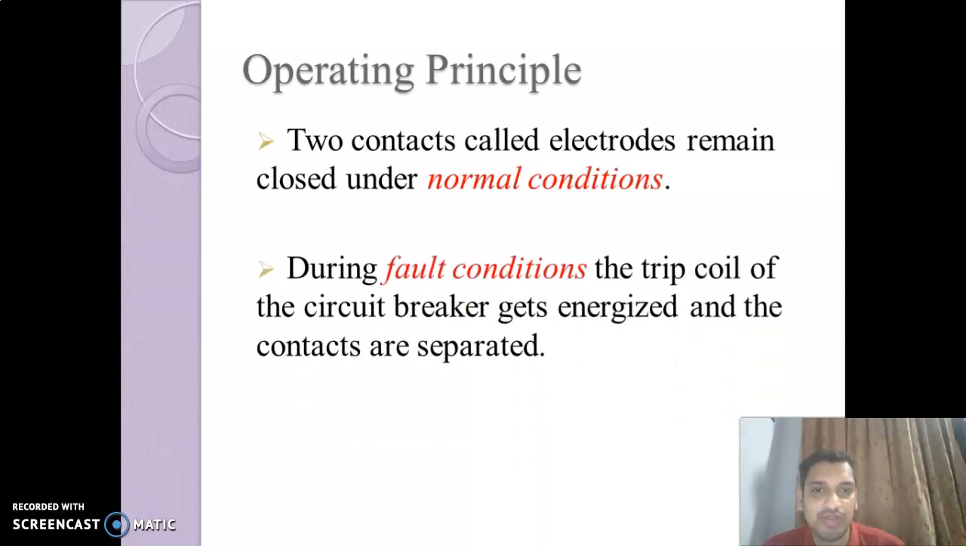Then the operating principle of a circuit breaker. There are two contacts in a circuit breaker, called electrodes. One is a fixed contact, the second one is a movable contact. During the normal condition, the two contacts or electrodes remain in the closed position. When a fault occurs, the trip coil energizes the circuit breaker and the contacts get separated during the faulted condition. So that is the operating principle of a circuit breaker.